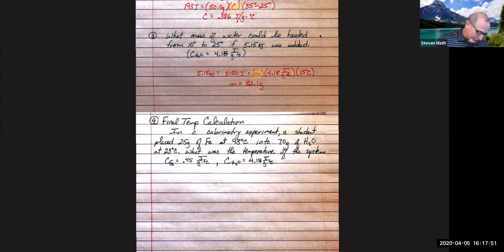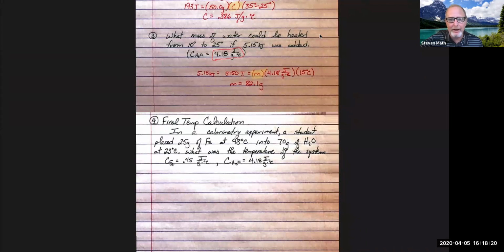We started out with 5.15 kilojoules. Just slide that decimal over 3, so I got 5150 joules is equal to m times c. The c of water is 4.18, which was given in the problem right here for you. And the temperature change was 25 minus 10, a 15-degree change in temperature.